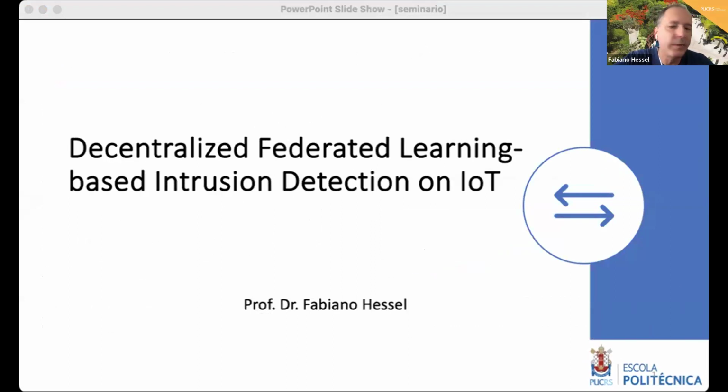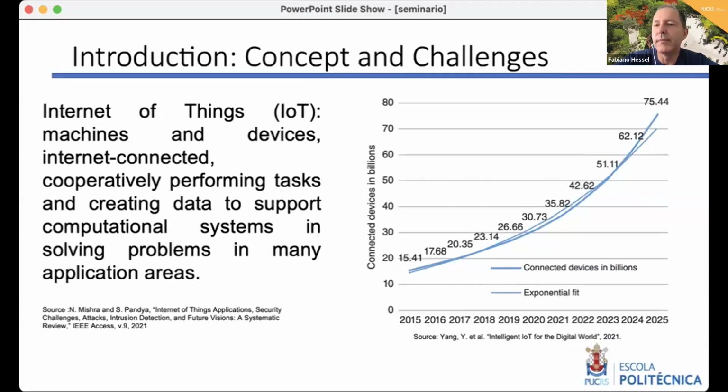Okay, timekeeper. So I'll talk today about one subject of my expertise, which is cybersecurity techniques for IoT devices. I also work with blockchain and smart contracts to integrate different platforms. Today I will talk about decentralized federated learning based intrusion detection on IoT. So the first question here is why IoT is becoming a target for cyber criminals. First, the number of machines and devices interconnected via the internet has grown exponentially. And this graph shows that in 2025, there could be 75 billion interconnected devices.